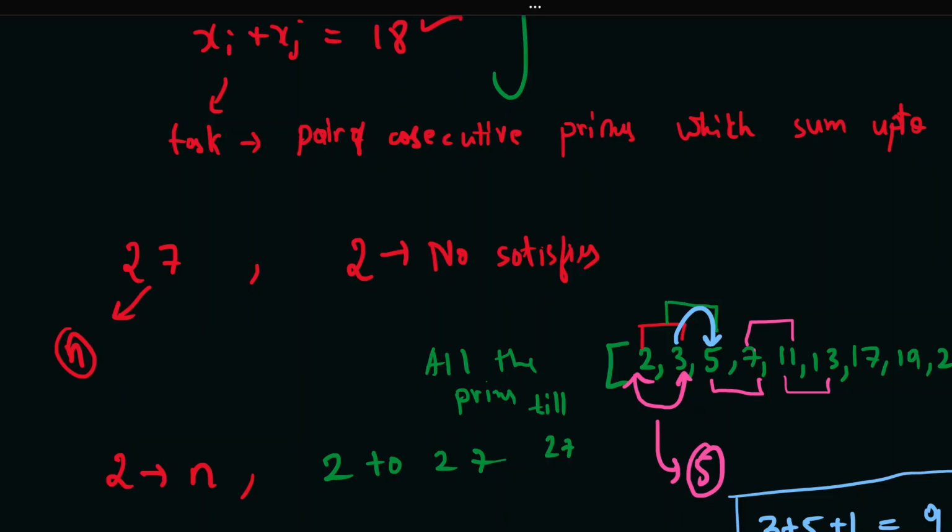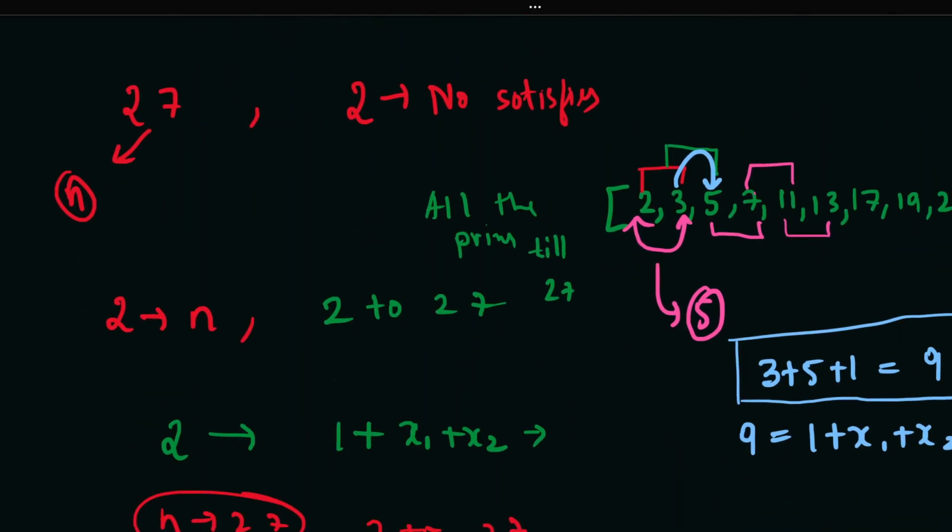Because if you see 9, 9 can be written as 1 plus x1 plus x2. So that will be nothing but x1 plus x2 is equal to 8. Can we have 8 as a sum using two consecutive primes? Yes, 3 and 5. Similarly, can I say that 5 plus 7 plus 1 can be a possible answer? 5 plus 7 plus 1 will be nothing but 13. 13 can be written as 1 plus sum of two consecutive primes.